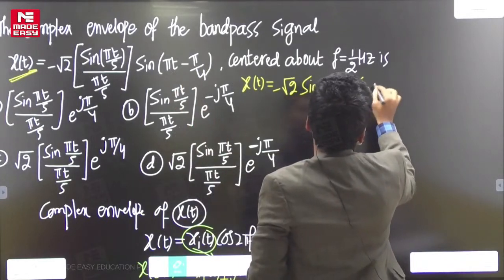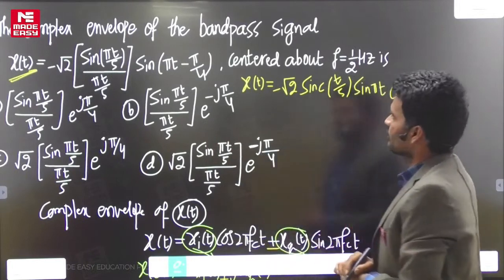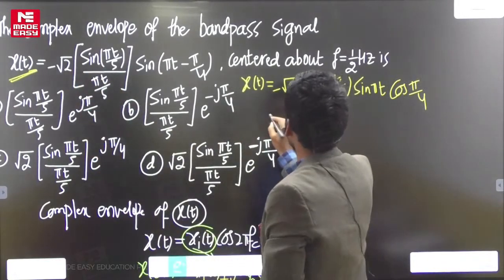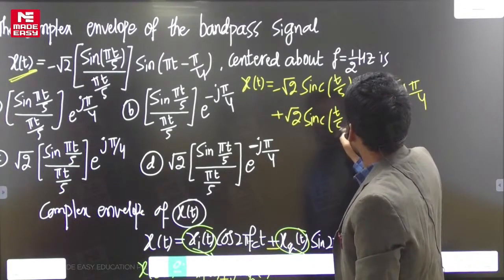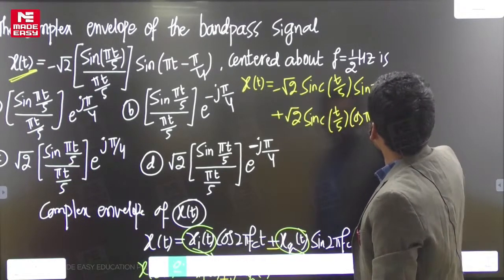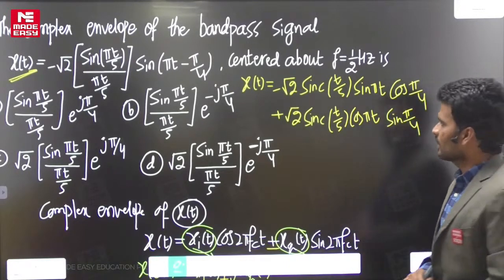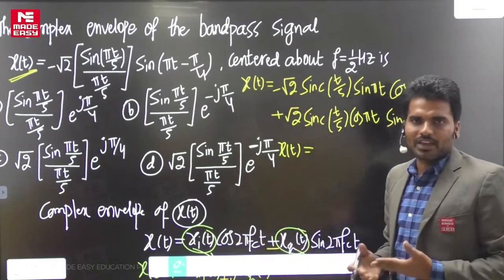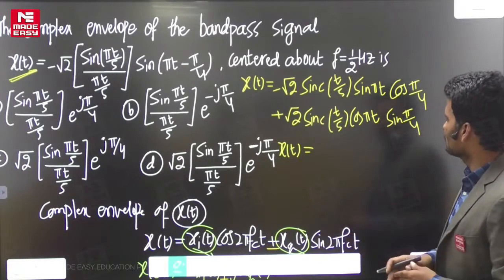Sin a cos b, cos pi by 4. Sin a cos b minus cos a sin b, so minus minus becomes plus here. So plus root 2 sinc(t by 5), cos a sin b, cos pi t sin pi by 4. Now I'm writing this signal x(t) in the form of xi(t) cos and xq(t) sin, cos 2 pi fct and sin 2 pi fct.